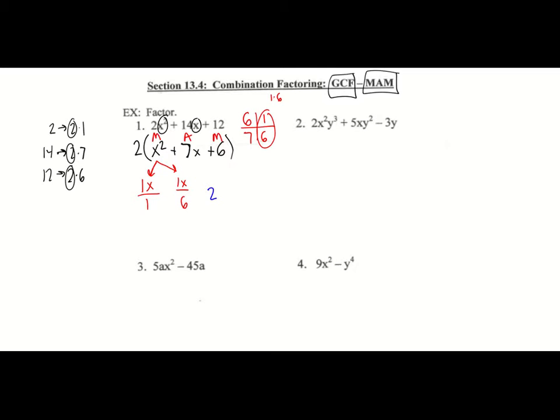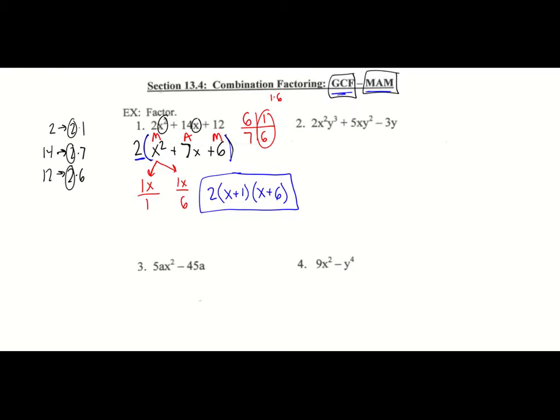I have a 2 out front here, and then inside my parentheses I have my 2 binomials. I have 1x plus 1, and then my second set is 1x plus 6. And that is how you use greatest common factor and MAM factoring to get my answer.